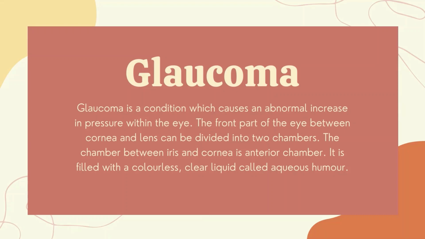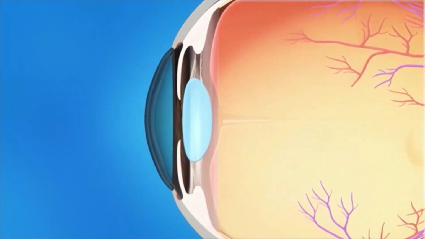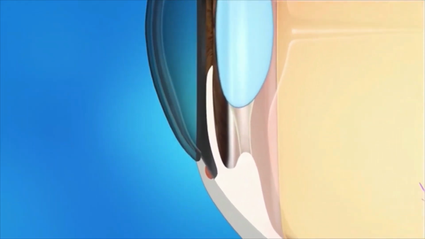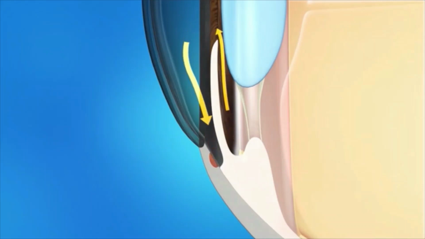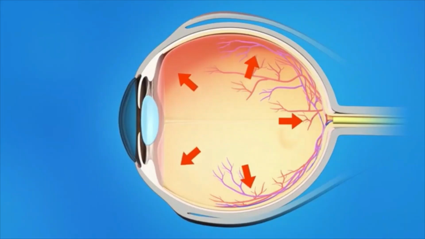The front part of the eye between cornea and lens can be divided into two chambers. The chamber between iris and cornea is called the anterior chamber. It is filled with a colorless clear liquid called aqueous humor. In a healthy eye, the fluid aqueous humor is produced in the front and flows through a drainage called the trabecular meshwork. The trabecular meshwork is located in an area called the drainage angle. If fluid doesn't flow out of the drainage angle properly, it increases the pressure in the eye and damages the optic nerve.